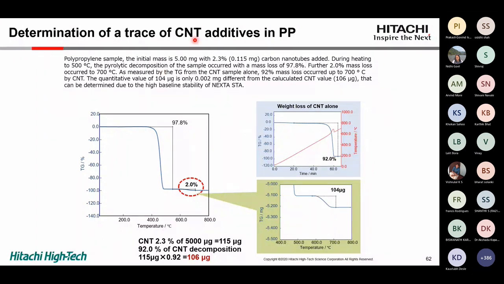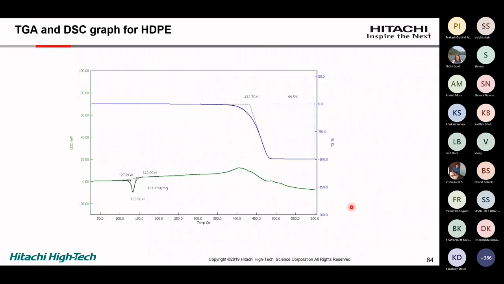Now look here, the weight of the sample taken is 5 milligram. So in 5 milligram, 2% is approximately 100 microgram, 105 microgram. So if you have good baseline stability and repeatability, you will be able to see such critical applications in TGA.